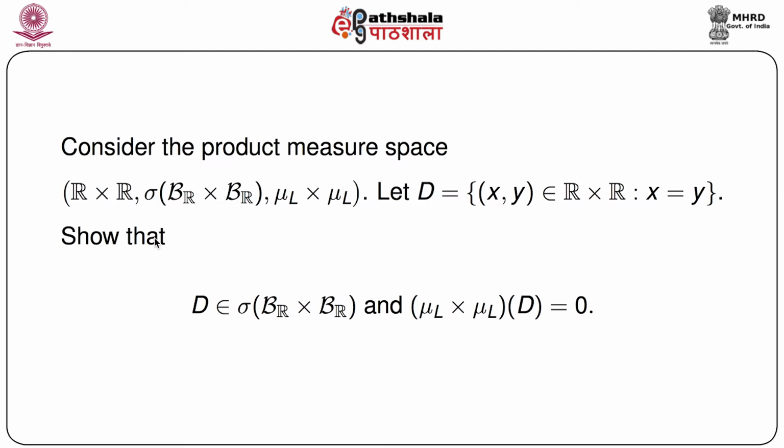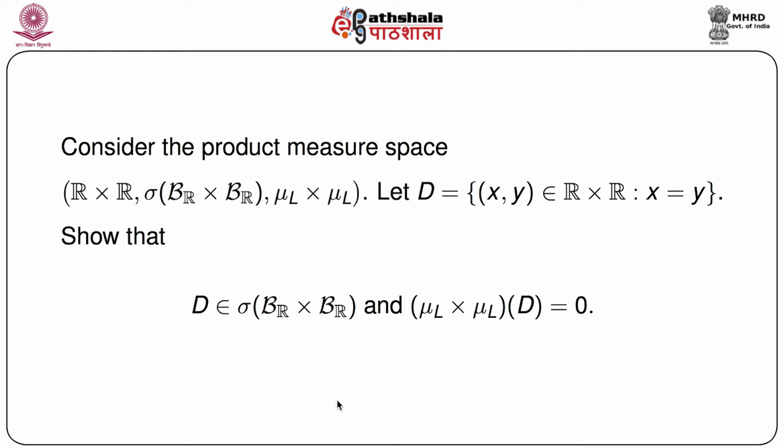Let us consider a set D which consists of paired values (x, y) belonging to R cross R such that x equals y. All we have to show is that D belongs to the sigma field generated by script B over R cross script B over R, and that mu L cross mu L of D, that is, the product measure on D, will be 0. That's all we want to prove.